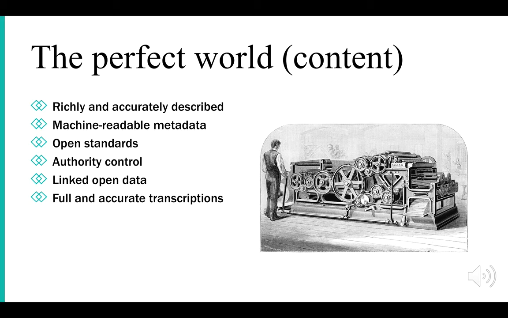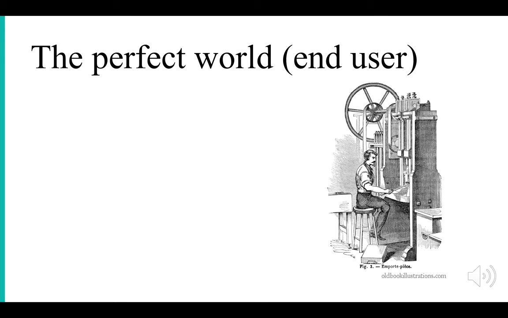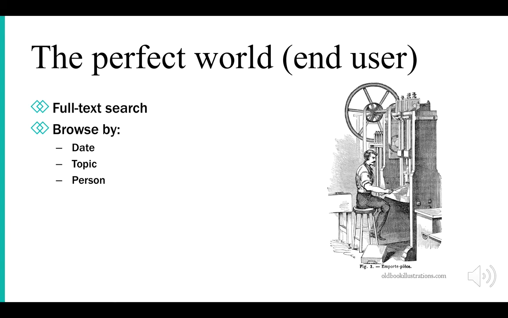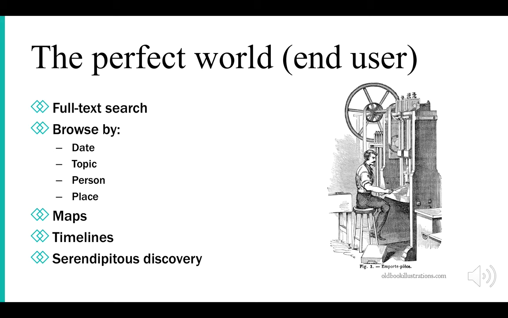All text would be fully and accurately transcribed, and this would mean that the end user browsing or discovering that content would have access to full text search, and they could browse by date, by topic, by person, by place, and the content could be placed on a map or viewed in a timeline. And all of these different ways into that content would drive serendipitous discovery, where the end user may not necessarily have to know that much about the content in order to find things that were of relevance to them.